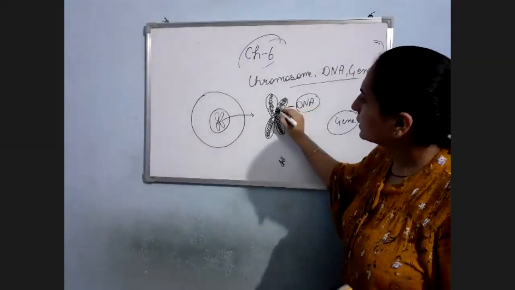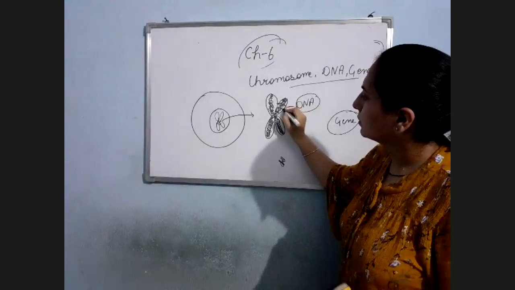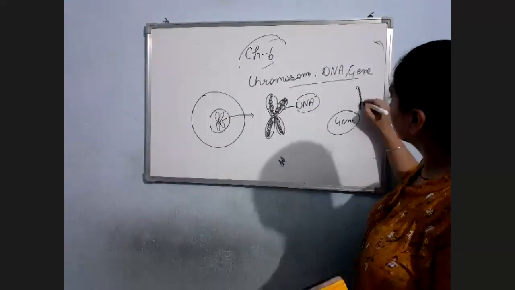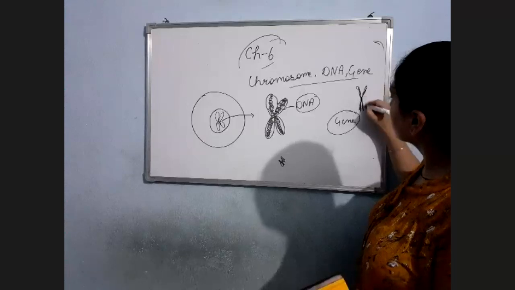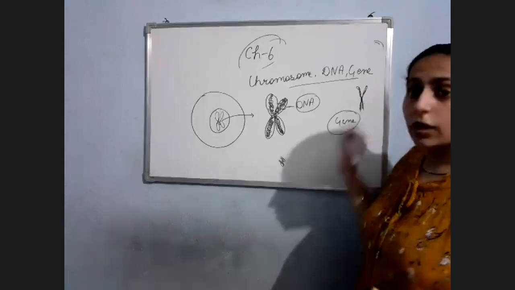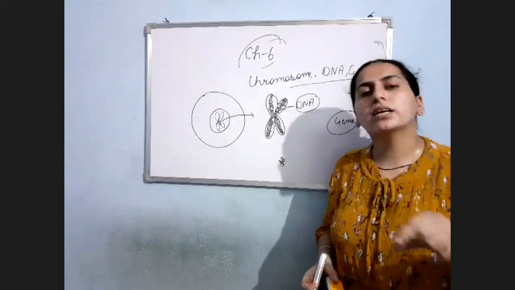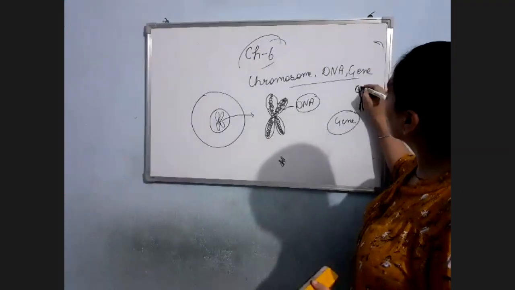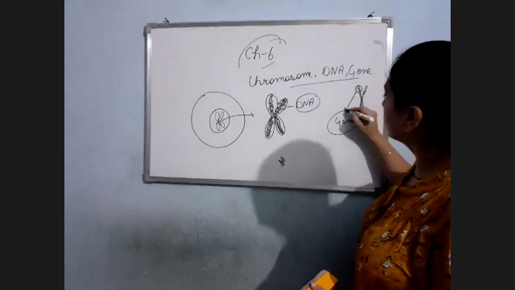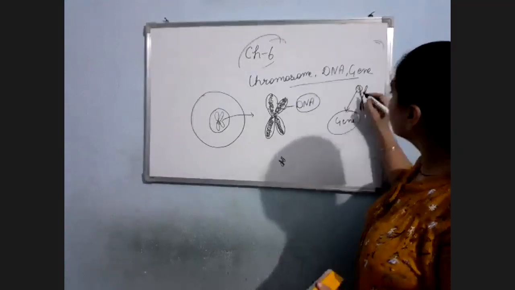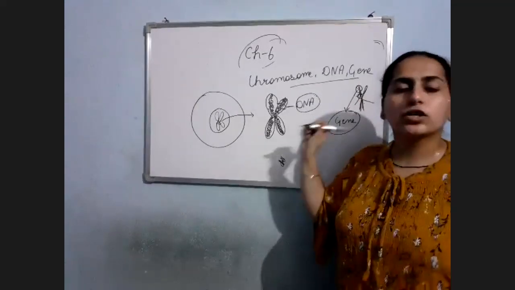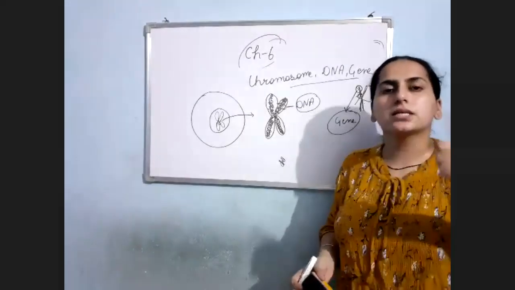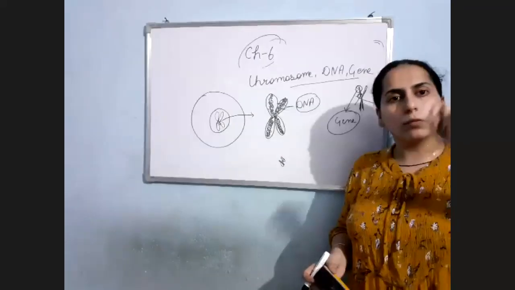Now, if I talk about gene, gene is again a segment of DNA. Suppose here I am having the DNA. Structure we shall study. Okay. So gene is that portion of DNA which can code for a protein. Suppose this portion can code for a protein, so this is a gene. And if this portion cannot code, then that portion will not be counted as a gene. That is DNA, but that is not a gene because that is not coding for a protein.